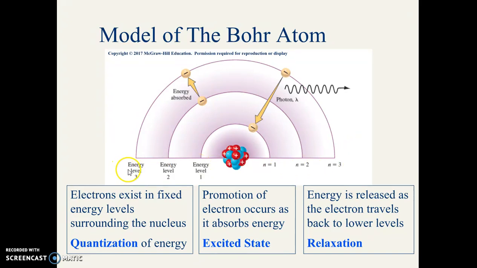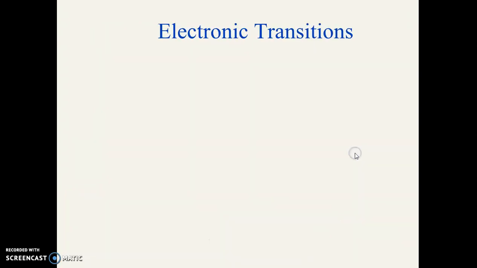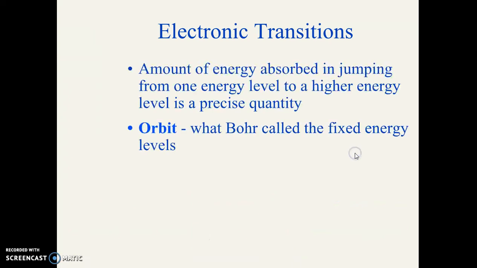So you will see down here at the bottom it says energy level 1, energy level 2, energy level 3. It says n equals 1, n equals 2, n equals 3. So n is the energy level. And 1 is which orbit it's in. So we're going to go through some practice of that in class.